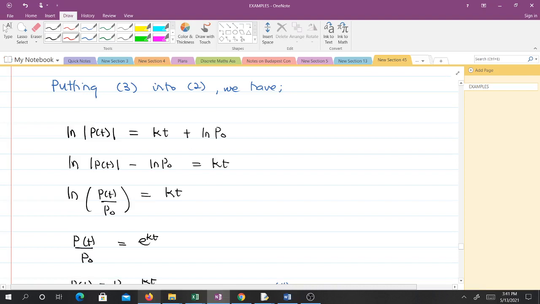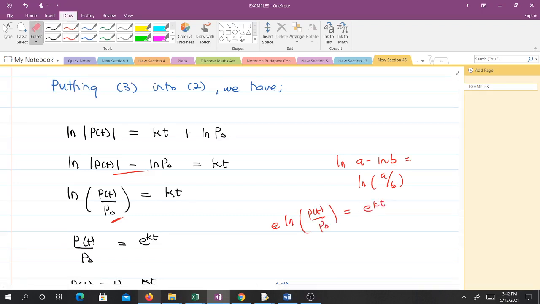And we can have ln P(t) minus ln P naught is equal to kt. And you know, laws of logarithm, when you have ln a minus ln b, this is the same as ln of a over what? b. So we can write this in this form, and it's equal to kt, right? We are finding for P(t), so we can find the exponential on both sides. And find the exponential on both sides, we'll get e to the ln of P(t) over P naught to be equal to e to the kt, right?